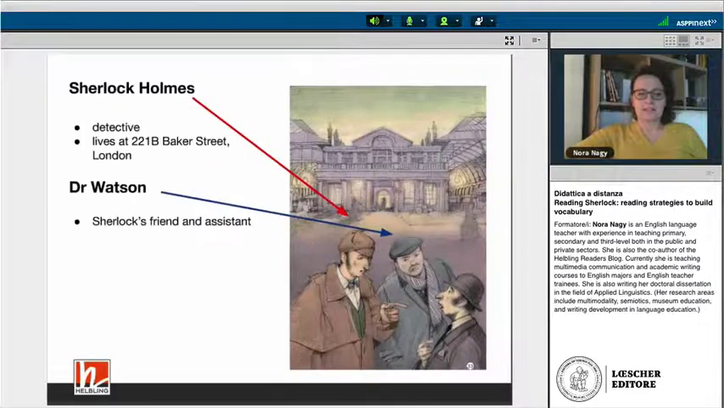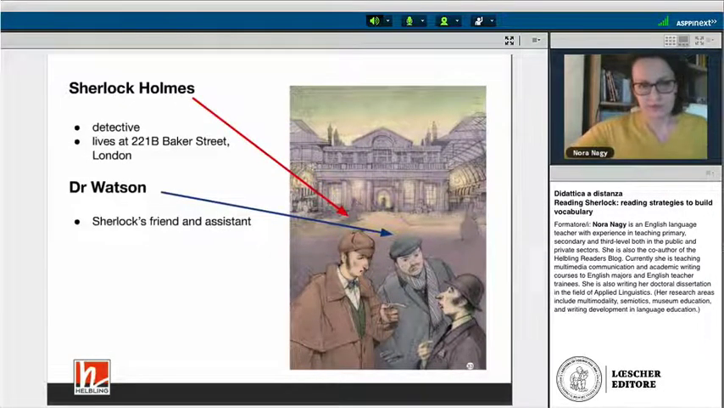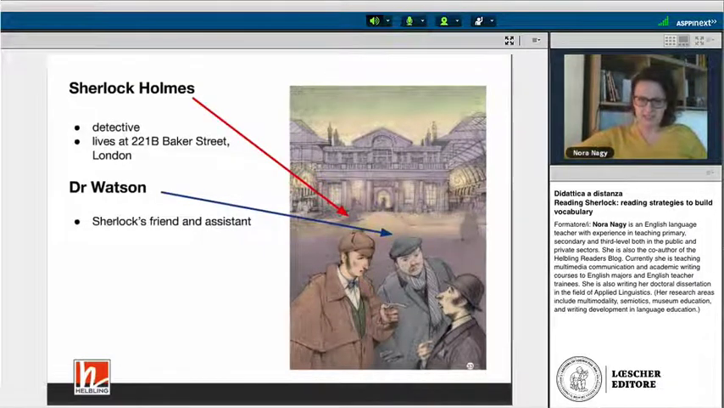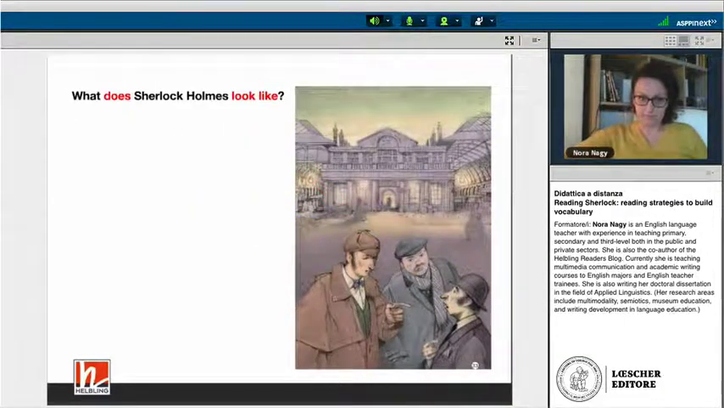Let's see, I have also answered. So that's Sherlock Holmes and Dr. Watson. So Sherlock is a detective. That's something that we should know. He lives at 220B Baker Street, London, and his friend and assistant is Dr. Watson. All right. Now let's look at some of the typical features that have helped you identify these two characters.